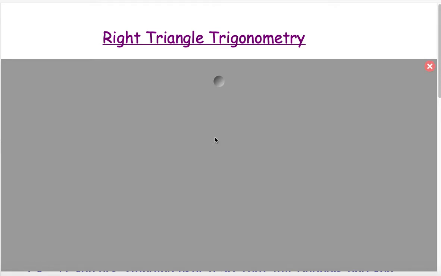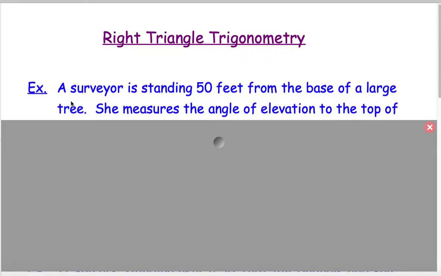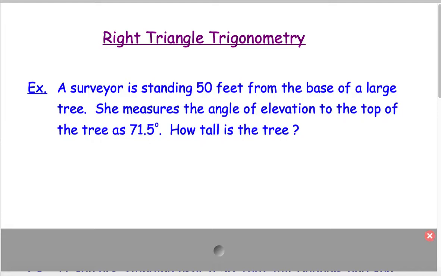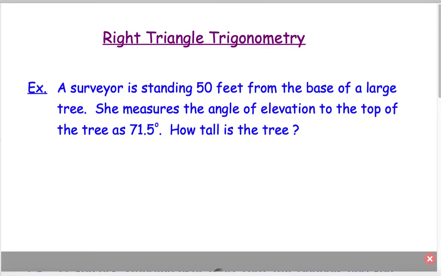Okay, let's look at some examples of applying what we've learned about right triangle trigonometry. So I've got 3 examples here. First example, a surveyor is standing 50 feet from the base of a large tree. She measures the angle of elevation to the top of the tree as 71.5 degrees. We want to figure out how tall is the tree.